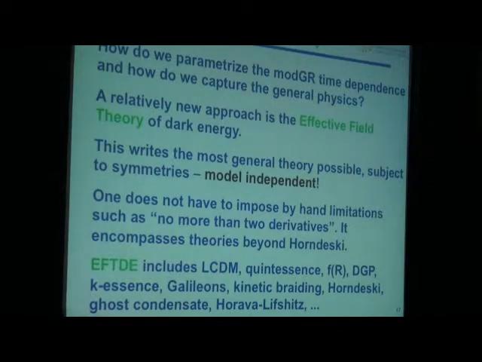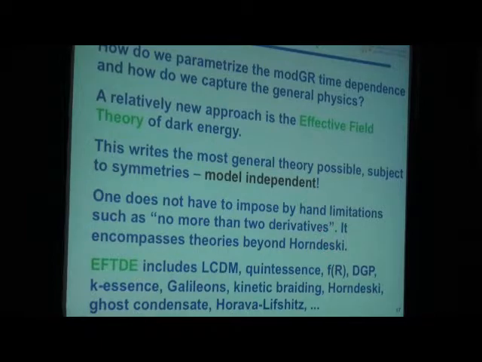The idea behind effective field theory is you can write down the most general theory subject to certain symmetries that you think are reasonable. So it's a very model-independent way of writing things down. You also don't have to impose by hand different limits that you do when you derive the theories in other ways, such as saying, I don't want more than two spatial derivatives. That's something you have to add in by hand, for example, to get what's called the Horndeski class of theory. With effective field theories, you don't have to do that. It comes out automatically from the structure of the theory.